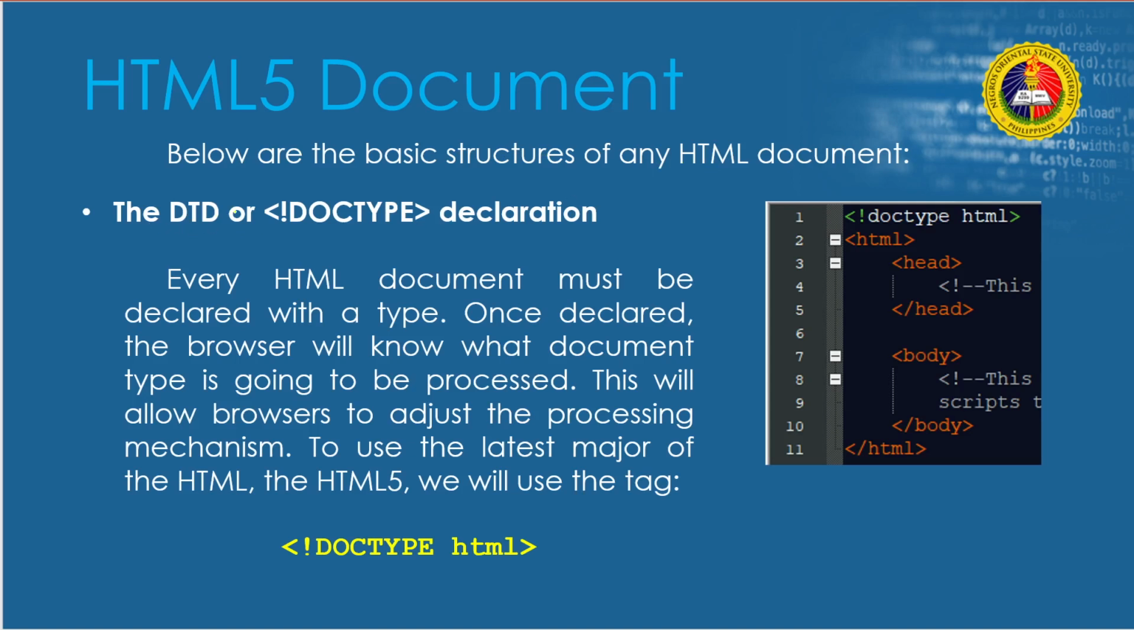The DTD, or the doc type declaration. Every HTML document must be declared with a type. Once declared, the browser will know what document type is going to be processed. This will allow browsers to adjust the processing mechanism. To use the latest major version of HTML, which is HTML5, we will use this tag.